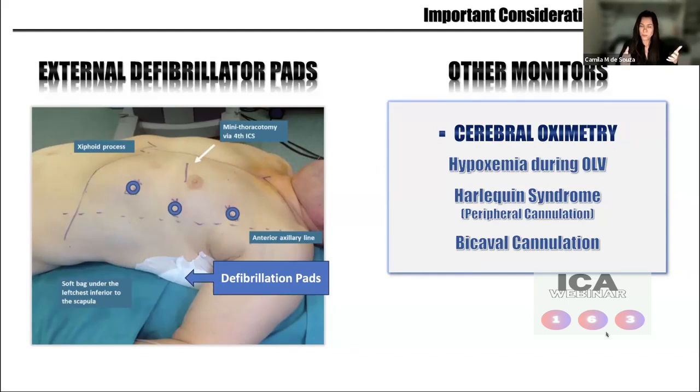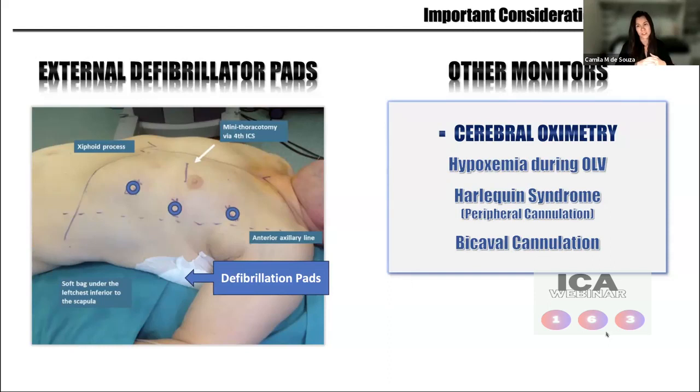We may be working with very borderline normal arterial pressures of oxygen, so having cerebral oximetry is kind of reassuring in these situations. You kind of know how low can you go, how much hypoxia is acceptable based on how much perfusion the brain is receiving.